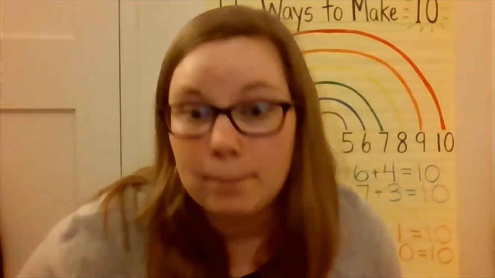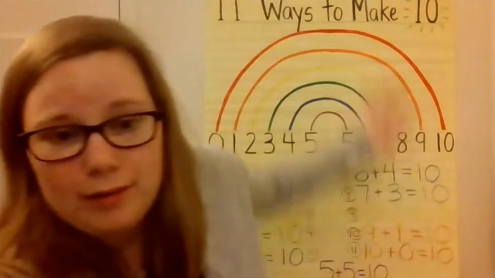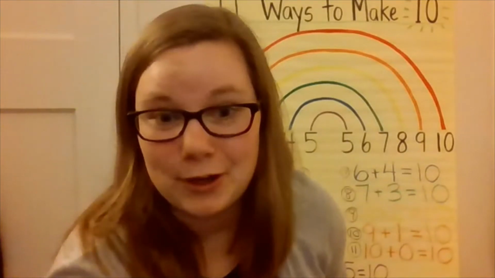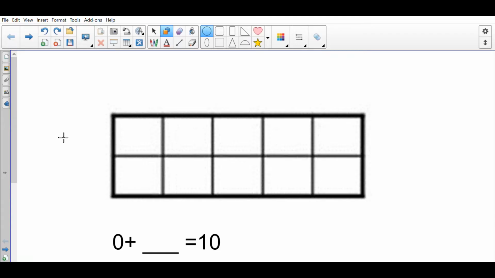So we're going to play a little game using 10 frames to make number sentences for our 11 different ways to make 10. Okay, so let's get started on that activity now. Let's start with this 10 frame. Do you see any dots in this 10 frame? No, there's no dots, which is why our number sentence starts with 0. So down at the bottom, you can see 0 plus blank equals 10. We need to figure out how many dots go in this blank to help us finish our number sentence.